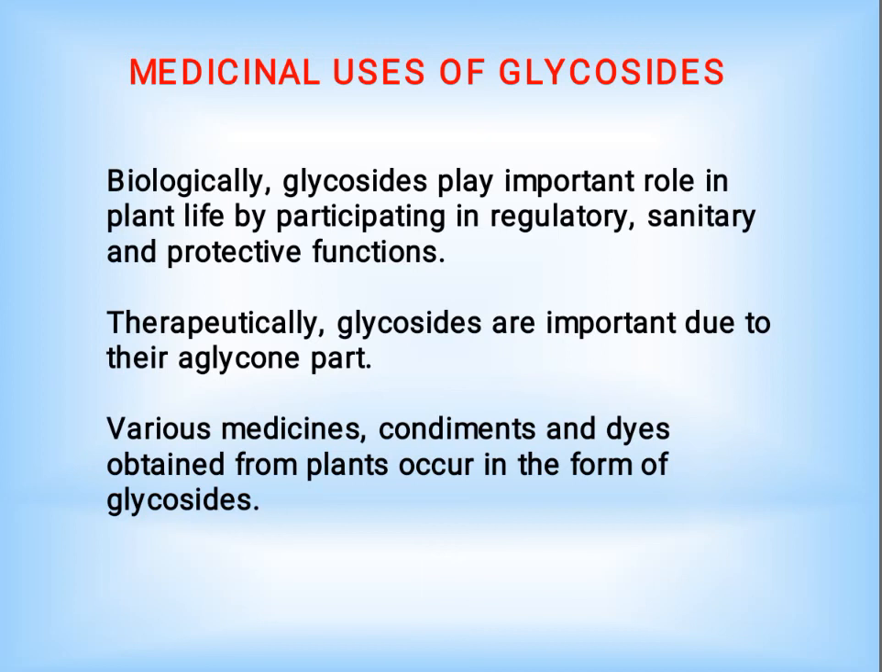Therapeutically, glycosides are important due to their aglycone part. When we use glycosides as a medicine, the aglycone part is of importance. Various medicines, condiments, and dyes obtained from plants occur in the form of glycosides. So, from glycosides, different types of pharmaceutical or Ayurvedic medicines have been prepared. Different types of condiments and spices as well as dyes are also obtained from glycosides.